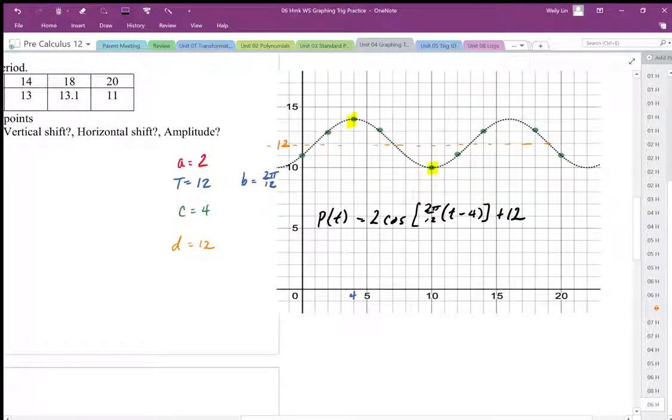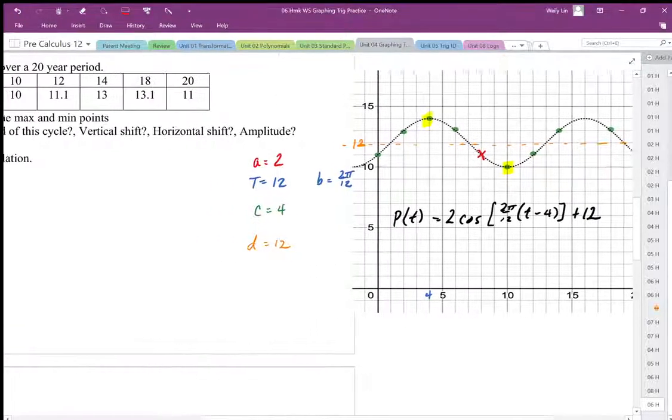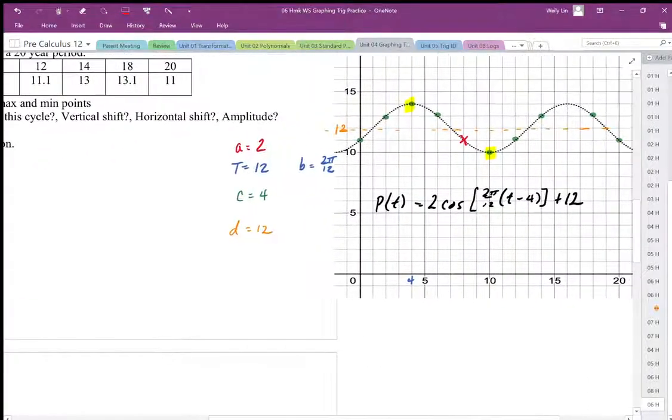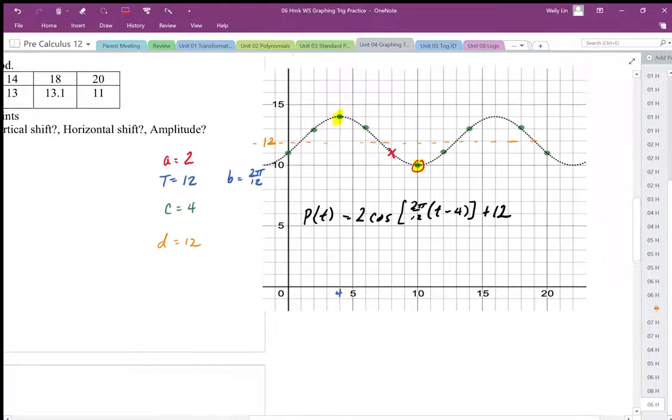I can estimate the population in year 8 using either the function or the graph. And I can see in year 8, it looks approximately right about there. So I can say that's about 11,000. The population looks to be 11,000. And then for the years that there's a minimum population, again, there's my min point at year 10. And every 12 years, we're going to hit a minimum point.